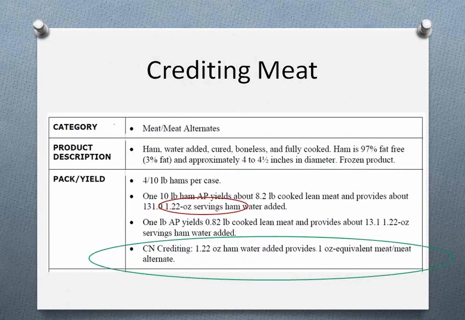Another example we see a lot is lunch meat. This one is a ham product. It has water added to it. A 1.22 ounce serving of this really only equates to a 1 ounce equivalent. So if you're slicing it and weighing it on a scale and considering that measurement your true ounce equivalent, most likely it is not. You're going to want to find something such as this with a CN label or some way to determine the true ounce equivalent of the meat alternate that you're serving.